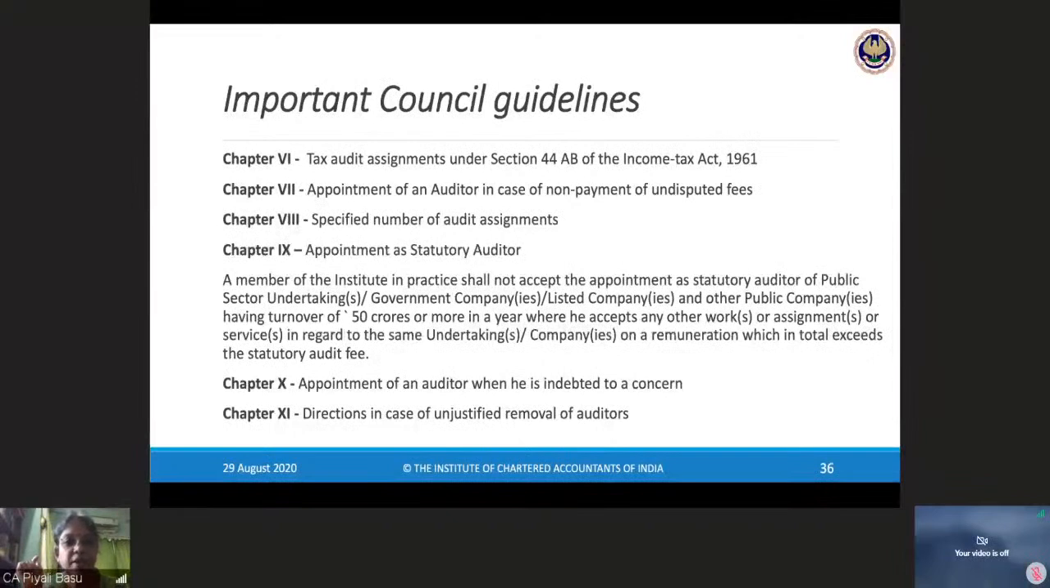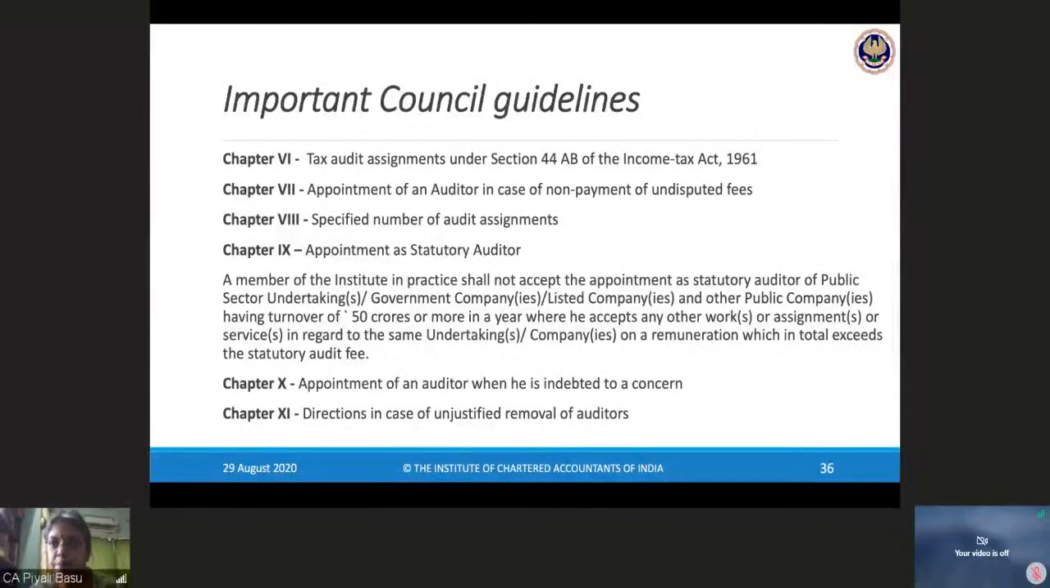Chapter 7 talks about the appointment of an auditor in case of non-payment of undisputed fee. The wording here is non-payment and undisputed fee. What is an undisputed fee? Undisputed fee is that the work is completed and the report is signed. Alright? Everything, my professional work, has been completed, so the fee is due to me. That's an undisputed fee. I have done my professional work completely and on time, so there is no dispute on that. So the fee that is supposed to be paid is undisputed.